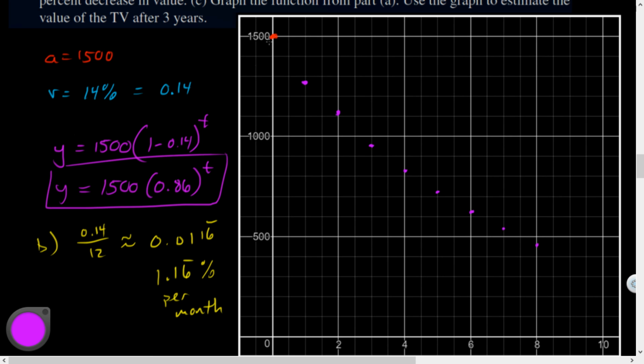And so it is decreasing. It's not quite linear. I'm not going to be able to draw this. You get the idea. But it's doing something like that.